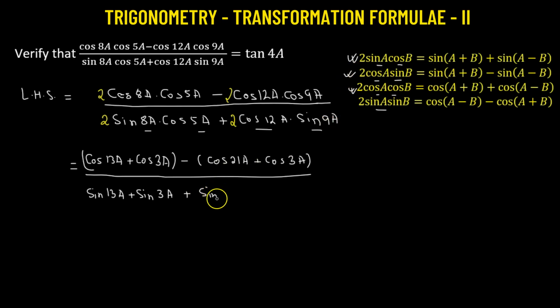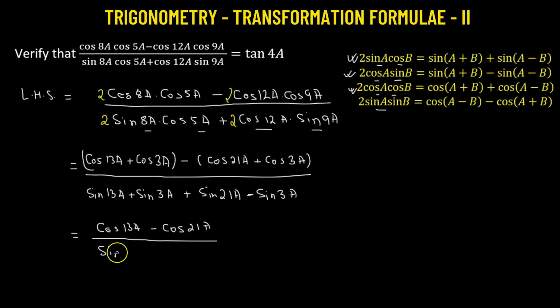So we have sine of a plus b, so 12a plus 9a is going to be 21a. We'll have to use the difference of sine functions, so we have negative sine of 12a minus 9a, so that's 3a. Now, further simplification gives us cosine of 13a minus cosine of 21a in the numerator. Here cosine of 3a gets cancelled, divided by, in the denominator, sine of 13a plus sine of angle 21a. Now the problem has reduced to the difference of two cosine functions in the numerator and the sum of two sine functions in the denominator.